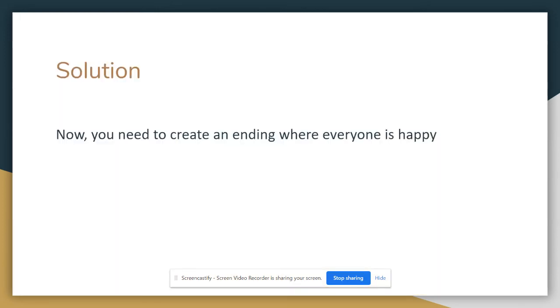Now, every good story has a good solution. You can't just end it. So you have to think about, how do you return what's missing to the person who's missing it? So think about that, write that down too. And you're about ready to start your story.